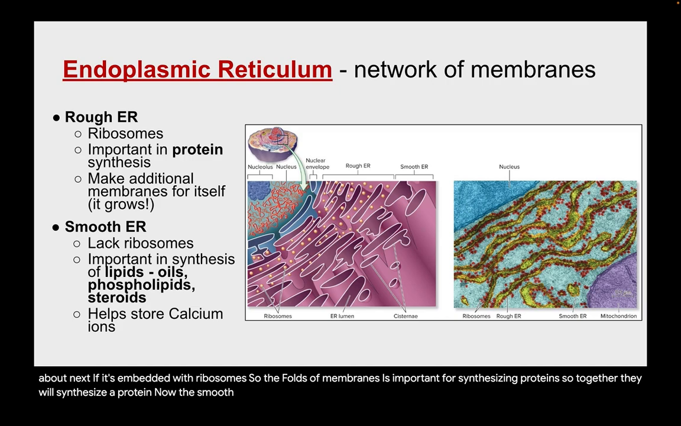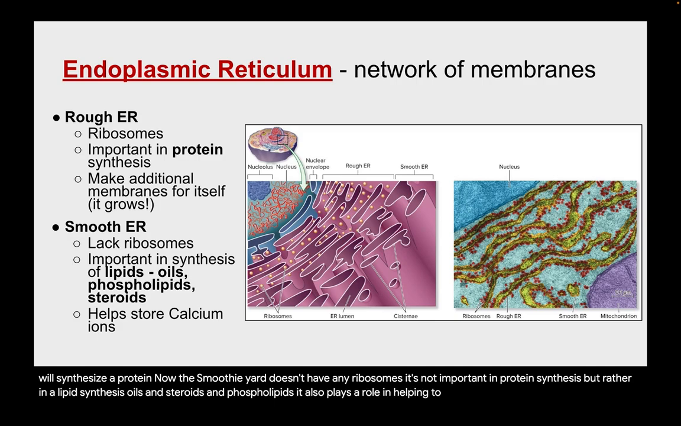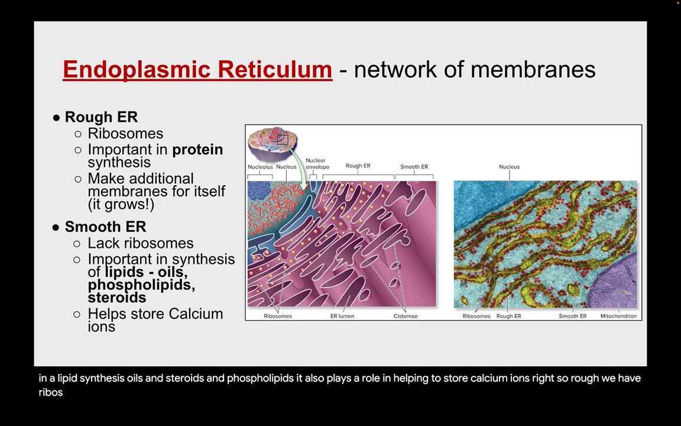Now the smooth ER doesn't have any ribosomes, is not important in protein synthesis, but rather in lipid synthesis. So oils and steroids and phospholipids. It also plays a role in helping to store calcium ions. Right, so rough, we have ribosomes, we have protein synthesis. Smooth, we're lacking ribosomes, and instead we're focusing on lipid synthesis. Right, and together we're just looking at this whole network of membranes.